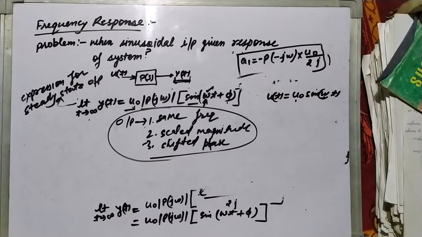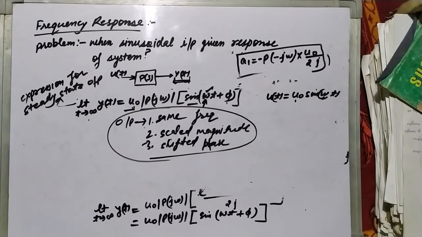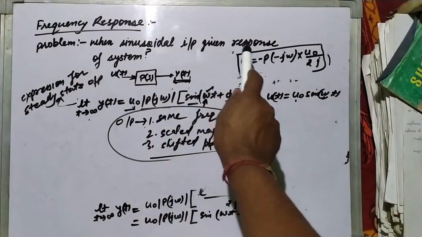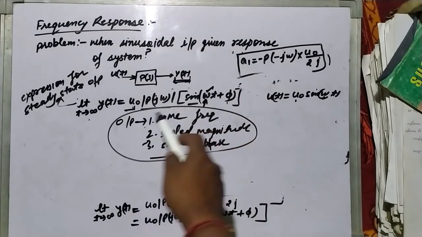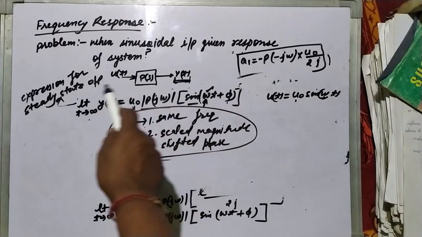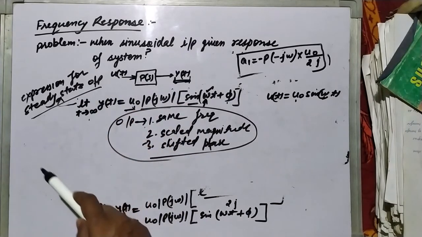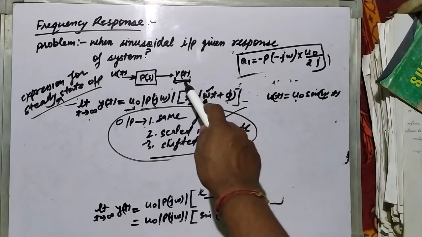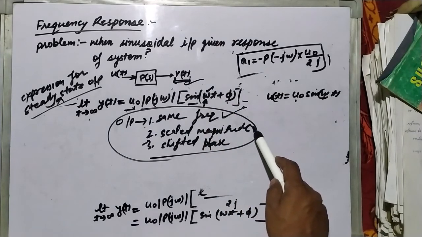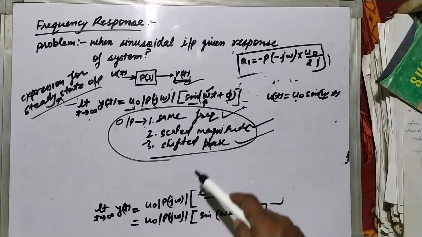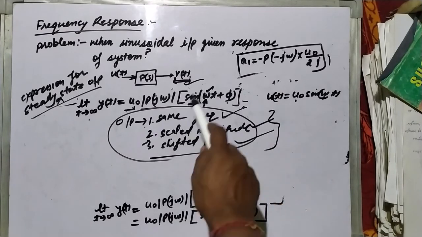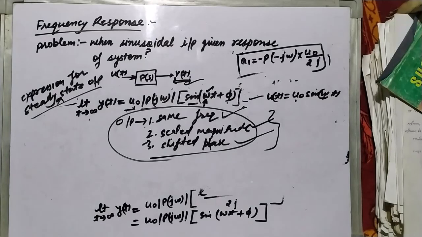The problem was: when a sinusoidal input signal is given to the system, what is the response of the system? We got this expression for the steady state output, and from it we observed that the response will be of the same frequency, but the magnitude will be scaled and the phase will be shifted. So this is all about this topic, and this is our observation about the response of a sinusoidal input given to the system. Okay, thank you.